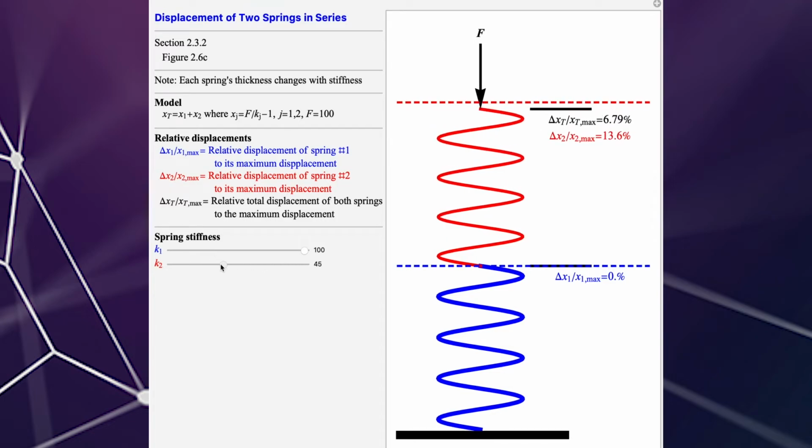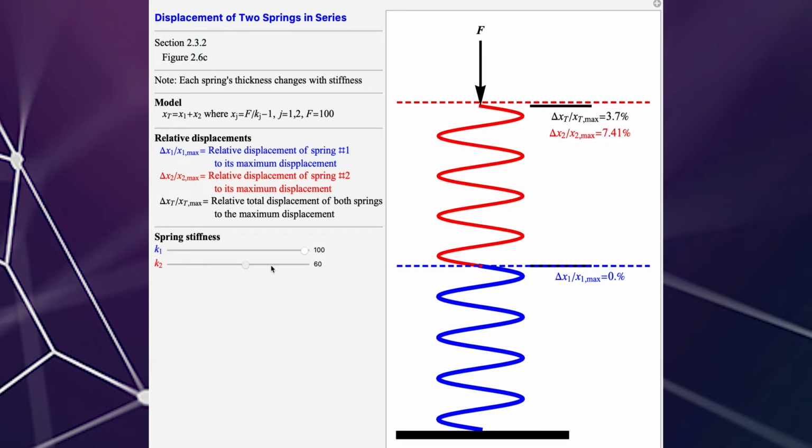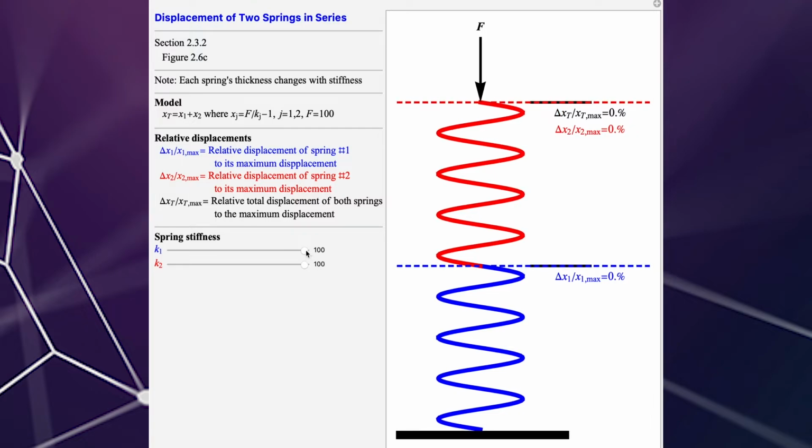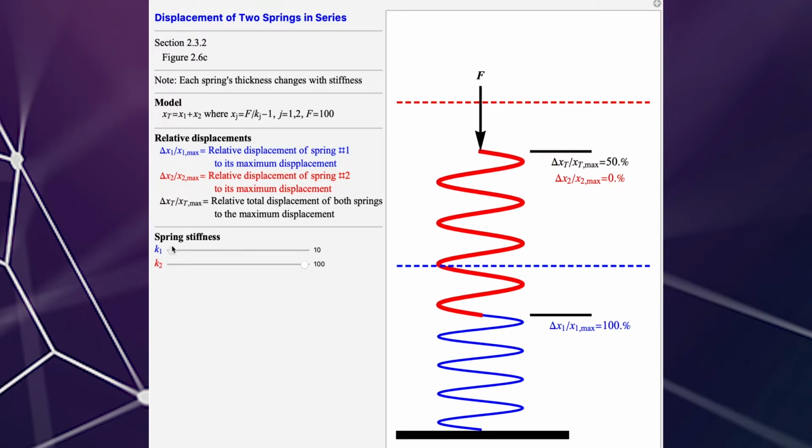When the stiffness of the bottom spring remains fixed, the bottom spring does not compress further, as the stiffness of the top spring decreases. When the top spring remains fixed, the top spring moves as a rigid entity, as the stiffness of the bottom spring decreases.